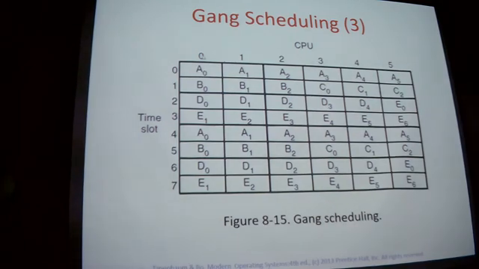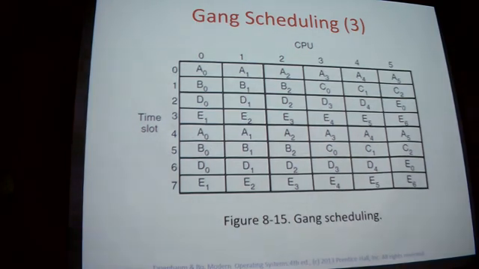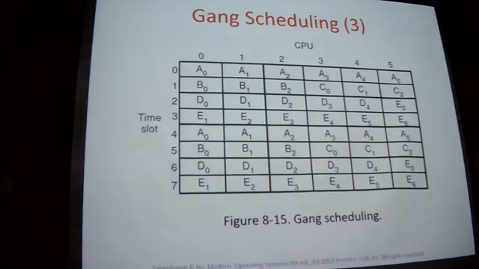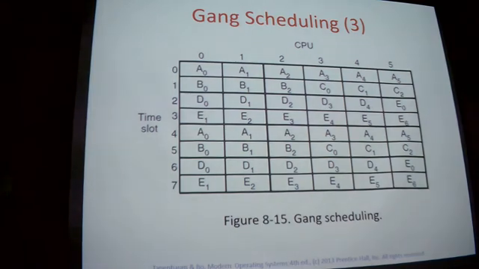We can see 6 CPUs from 0 to 5. There are a total of 6 CPUs, and the time is divided into 8 time slots. At time slot 0, these 6 CPUs run threads of process A, because they come from the same process. We run these threads at the same time. We divide them into the same group.